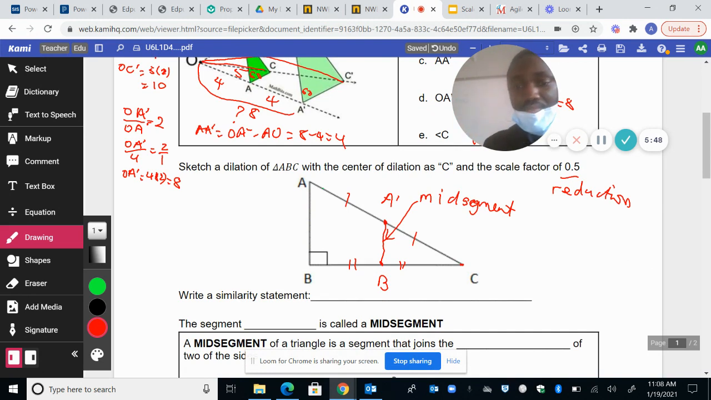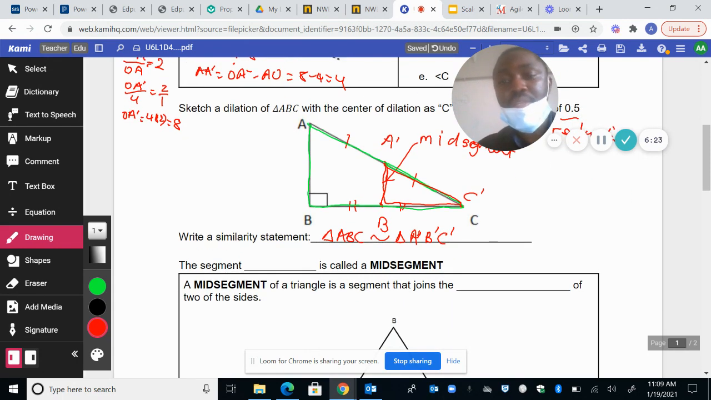So let's write a statement. The pre-image is ABC and the image is A prime, B prime, C prime. So triangle ABC is similar to triangle A prime, B prime, C prime. Under dilation, figures are similar, angles are congruent, and the sides are proportional. Corresponding angles are congruent, and corresponding sides are proportional.